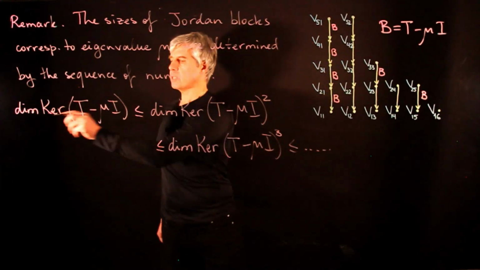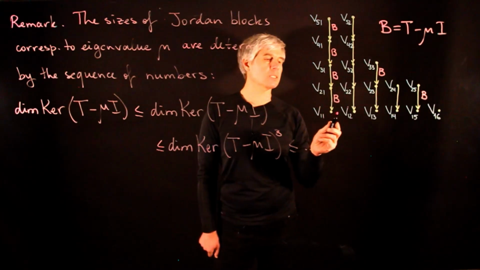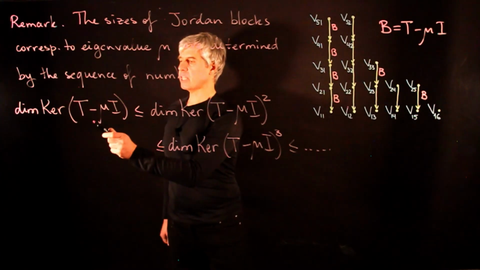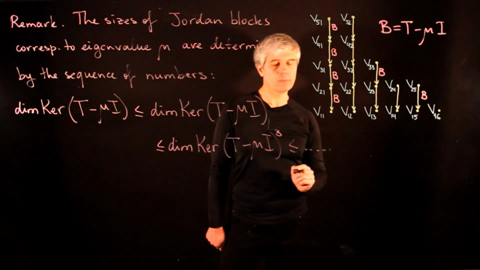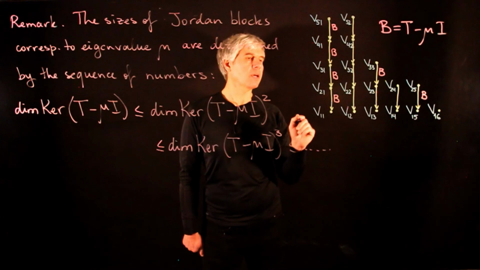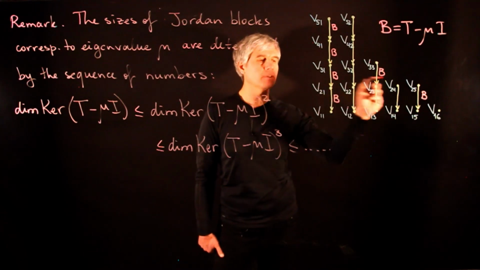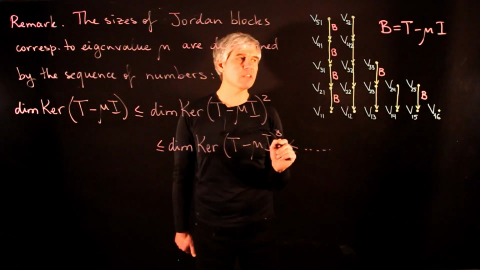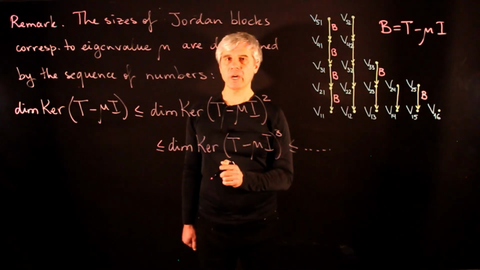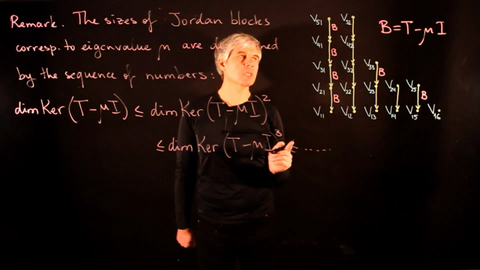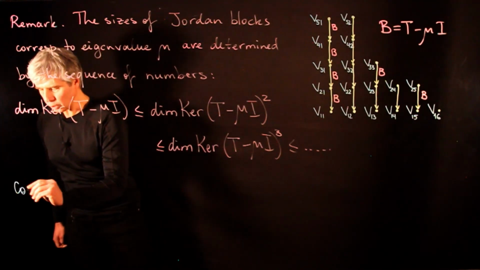In particular, the first dimension is the number of vectors at the level 1 in this diagram. So this means that the first number, which is the dimension of the mu eigenspace of T, determines the number of Jordan blocks. And then the second number tells us how many vectors in this basis we have on both the first and the second level. The third number tells us how many vectors in the strands are on the levels up to 3, and so on. We have already seen that from this sequence of numbers, we can derive the length of each strand in this diagram.